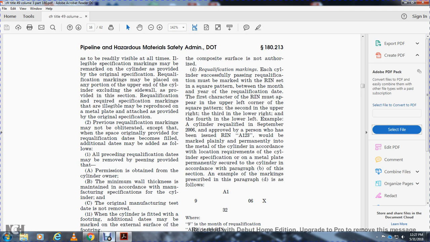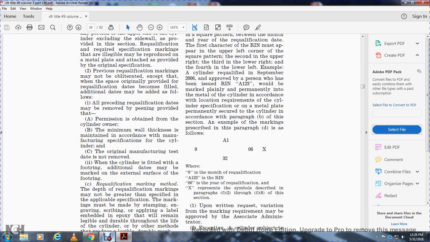The marking must be marked plainly and permanently into the metal of the cylinder in accordance with the location and requirement of the cylinder specification, or on the metal plate permanently secured to the cylinder in accordance with paragraph B of this section. Example of the markings prescribed in paragraph D of this section is as follows.